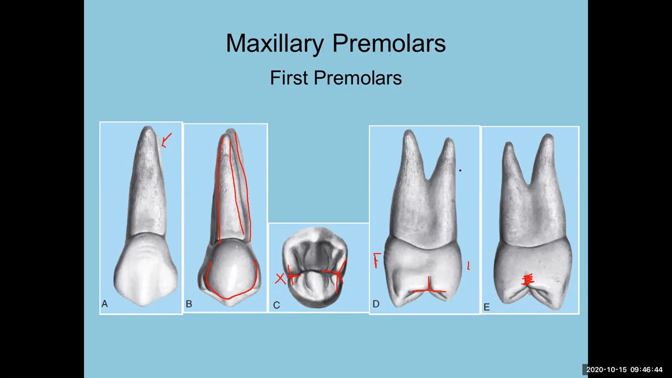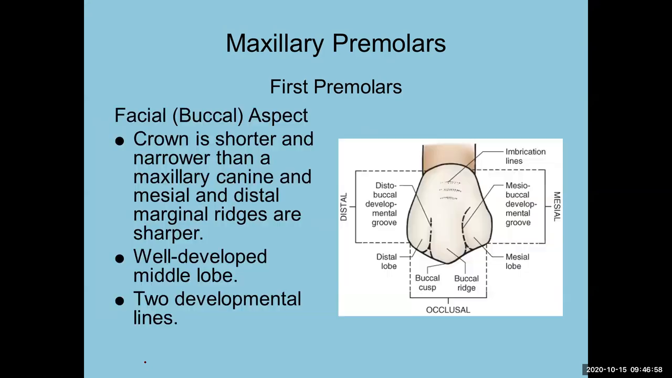Otherwise, this facial is a good picture. I can see the little bulbous area here. This is the contact area. You can see there's a depression here and a root depression going all the way up the root. The crown for the first premolar is shorter and narrower than the maxillary canine, but it looks like the canine. You have a well-developed middle lobe, and sometimes you'll have little grooves here, developmental lines.